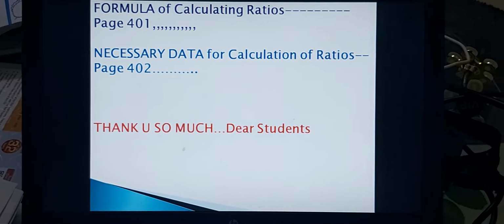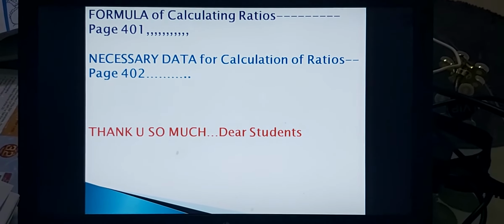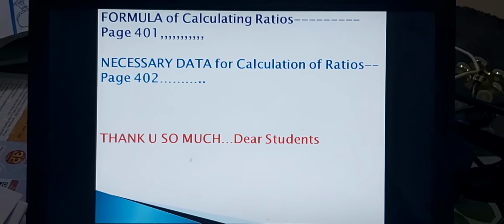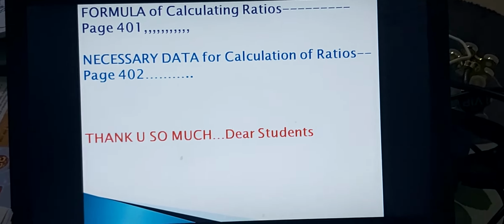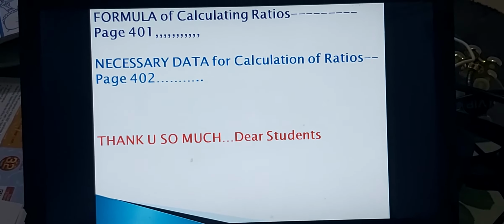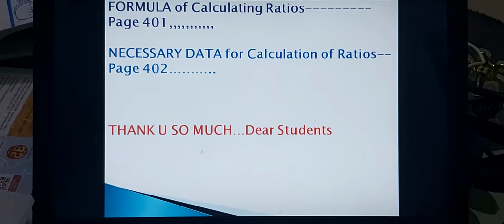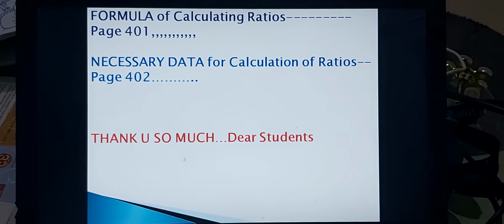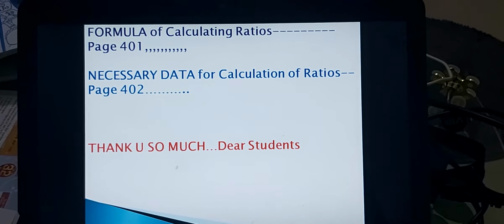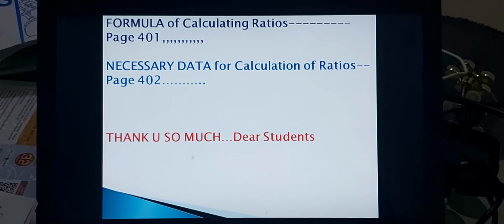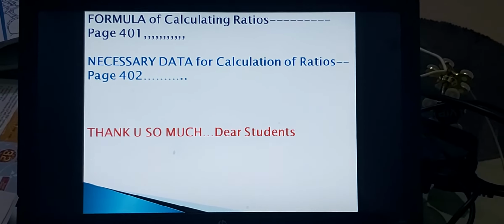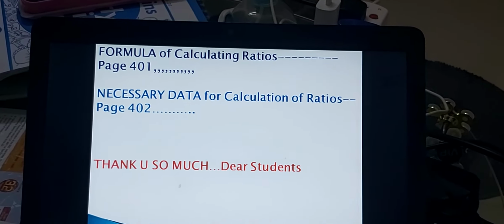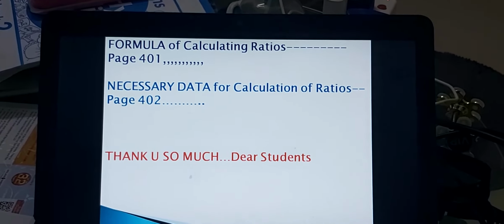Now you can go to the second slide, formulas for calculating ratios. Now you can open page number 401 of your Accounting Learning Workbook Level 2, and the necessary data for calculation of ratios. For this one you can open page number 402.